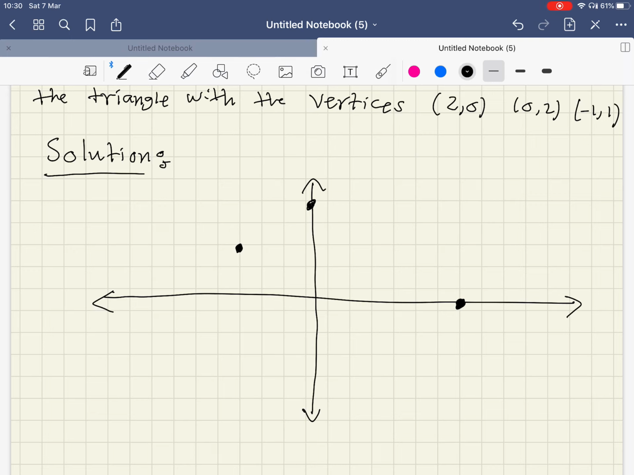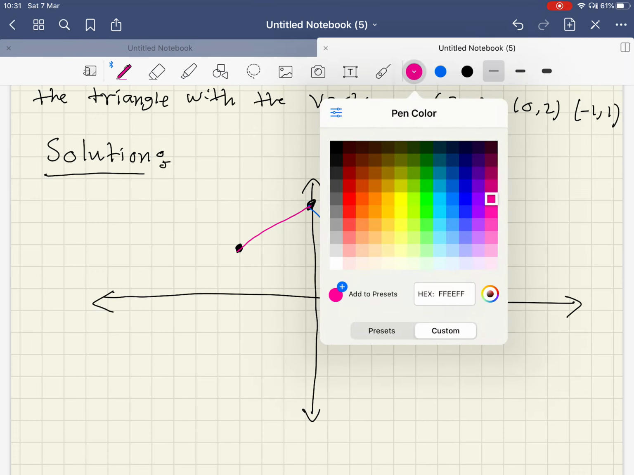Now I need to join those 3 vertices, and I will do it with different colors. So this one will be blue, and then this one will be pink. And the last one, let's choose a different color. Let's do greenish.